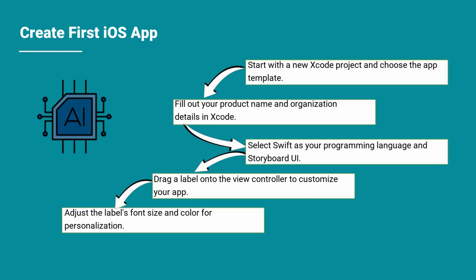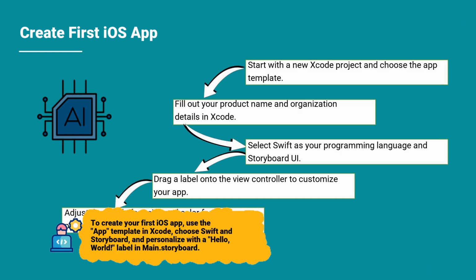Now, let's get our hands dirty and create our first iOS app. Click on Create a New Xcode Project from the Welcome window. A new window will pop up with various app templates to choose from. For simplicity, let's select the app template under the iOS section. Click Next and fill out the necessary fields like product name, team, organization name, and organization identifier. Be sure to choose Swift as your programming language and Storyboard for your user interface. Now click Next, choose a location to save your project, and click Create. Voila, your very first iOS project is ready.